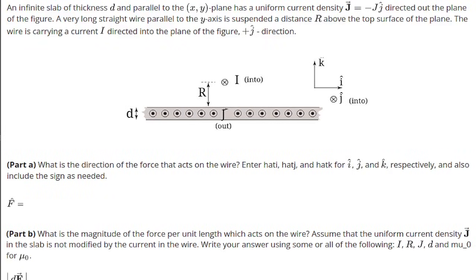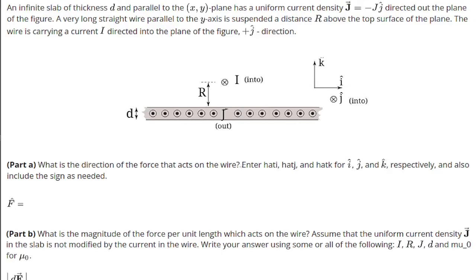An infinite slab of thickness d has a uniform current density directed out of the plane. A very long straight wire parallel to the y-axis is suspended at a distance r above the top surface of the plane, and the wire carrying a current I is directed into the plane of the figure. What is the direction of the force that acts on the wire?